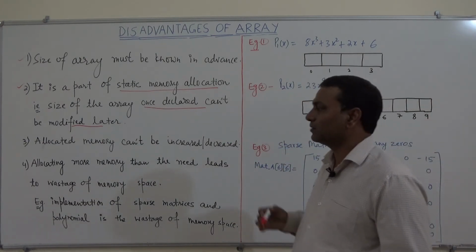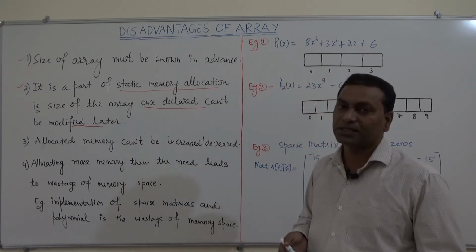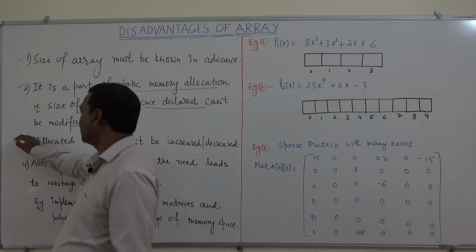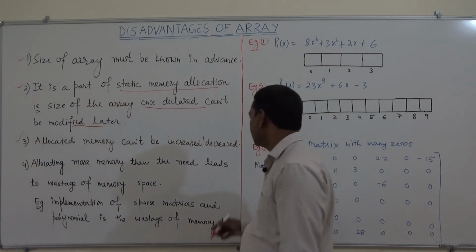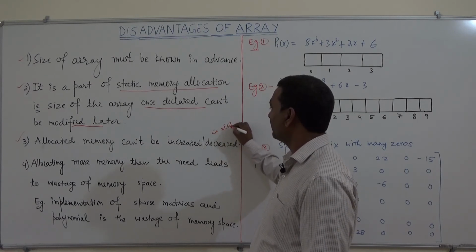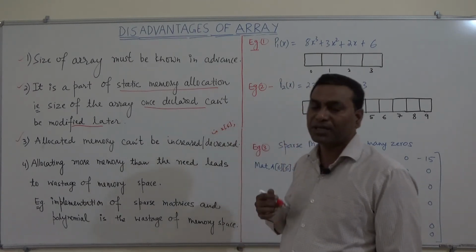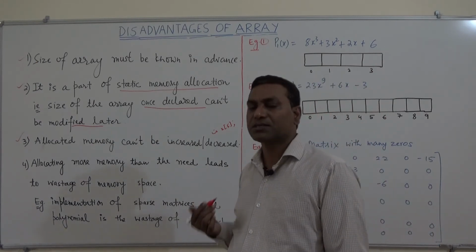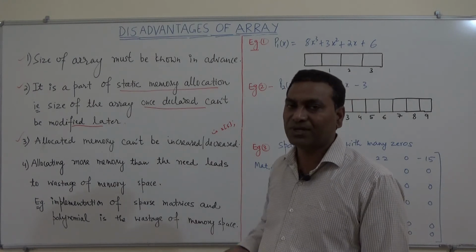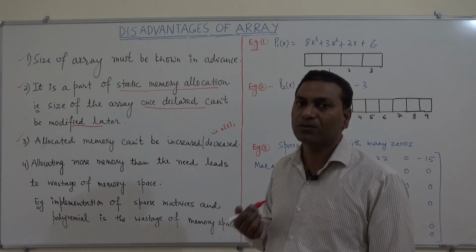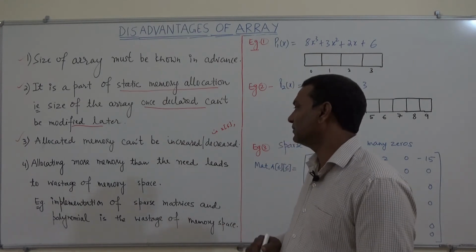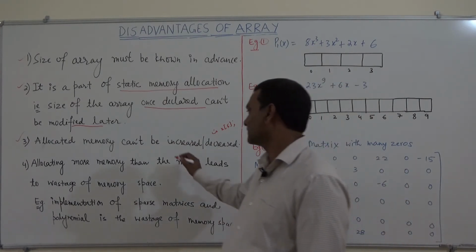Third drawback is that allocated memory can't be increased or decreased. As I have already said, it cannot be increased or decreased. If suppose this is int x[5], then we cannot make it 6, or 7, or 4, because this is an array of 5 elements. We cannot do 7 or 3. So this is the third drawback, that allocated memory can't be increased or decreased.